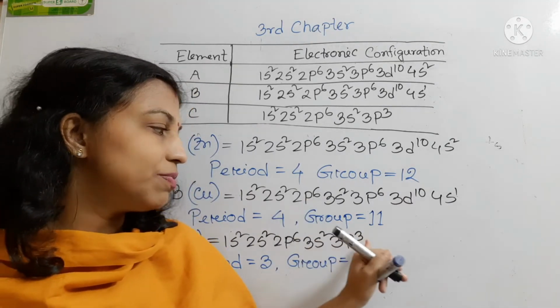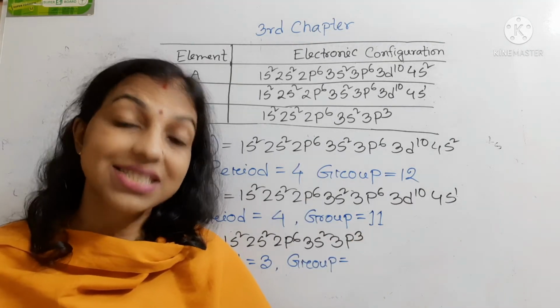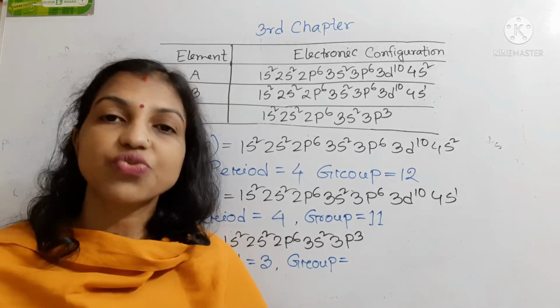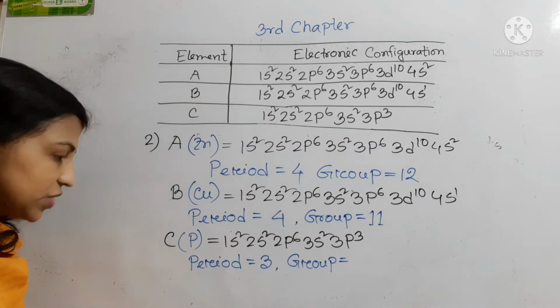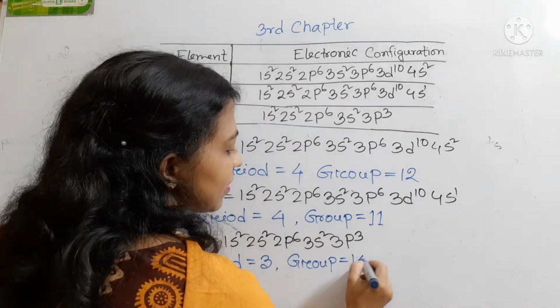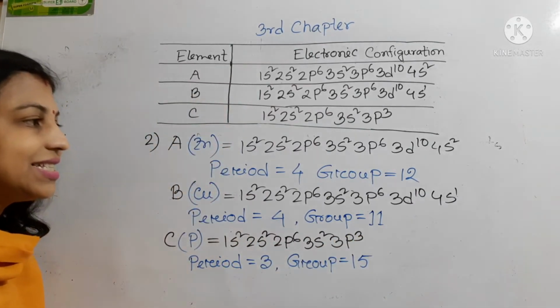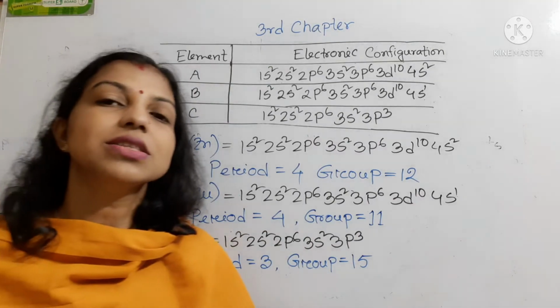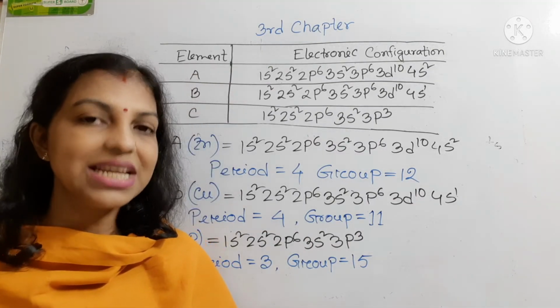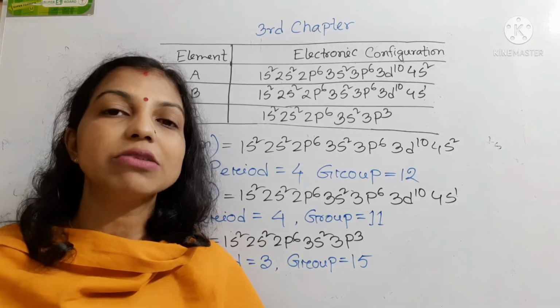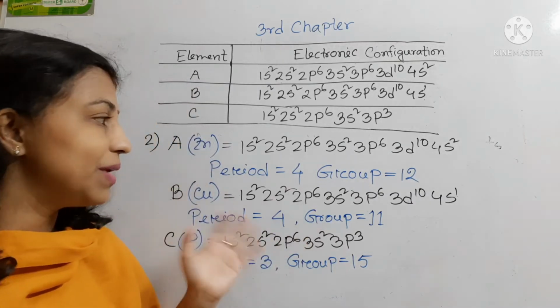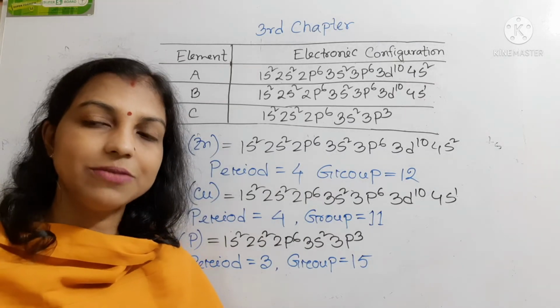So here 2 electron plus 3 electron plus 10. So 2 plus 3 equal to 5 plus 10 equal to 15. So here the group number of phosphorus is 15. So these are the rules to determine the position of an element in the periodic table. I think students, all of you are clear about the position of A, B, C in the periodic table.